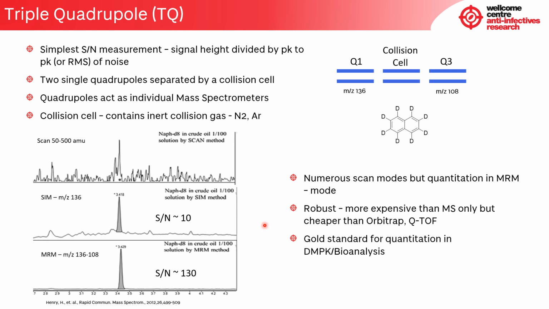Triple quadrupoles are very robust instruments. They are more expensive than single quads and ion traps, but they are cheaper than the high-resolution instruments such as Orbitraps and QTOFs. They've for years been the gold standard for quantitation in DMPK and bioanalysis, and even now, for most assays, the most sensitive method is usually on a triple quadrupole mass spec.